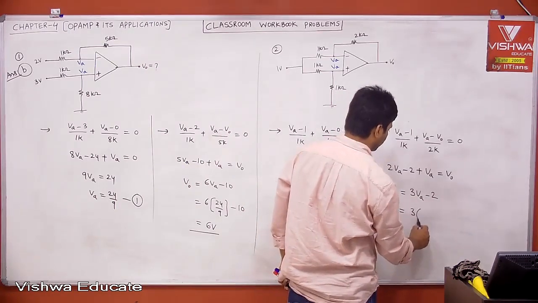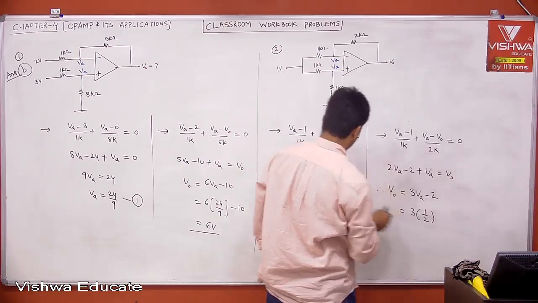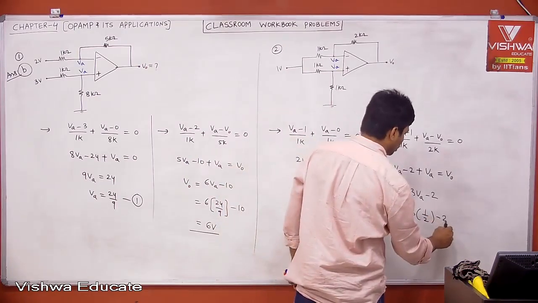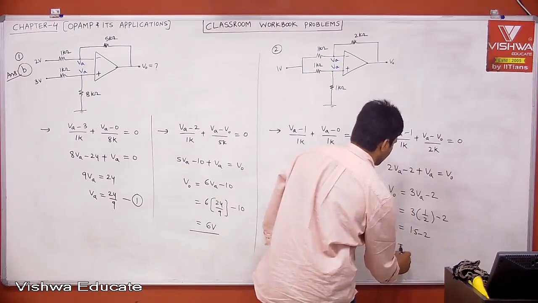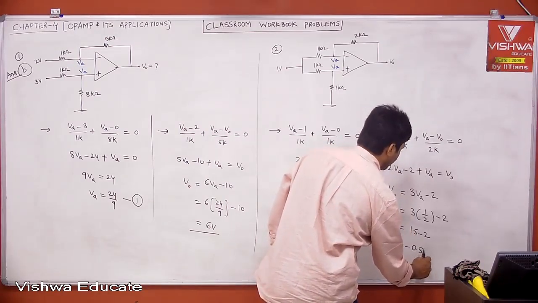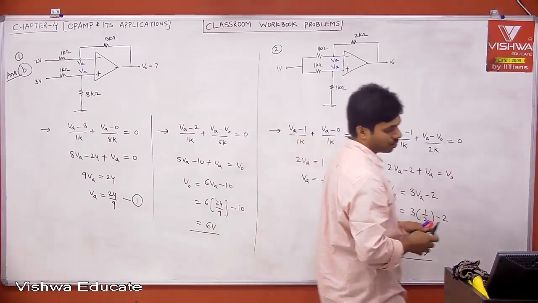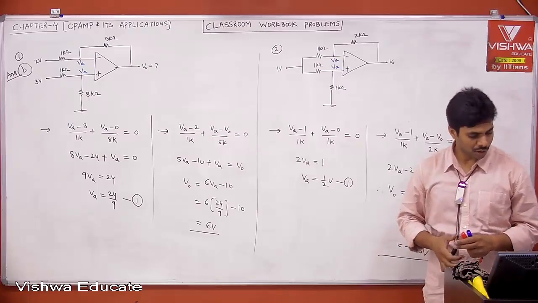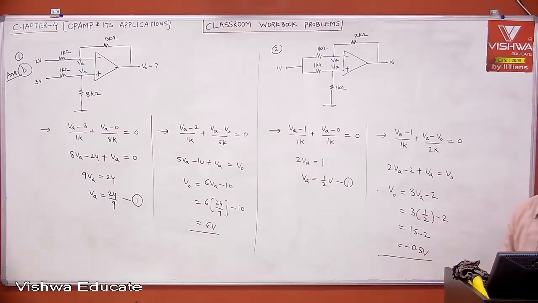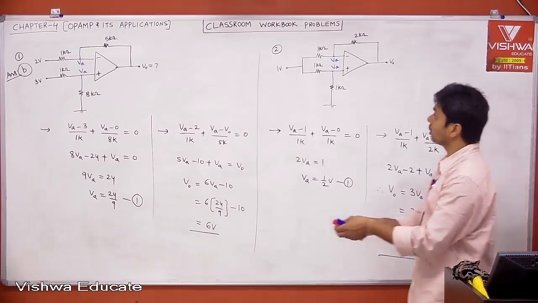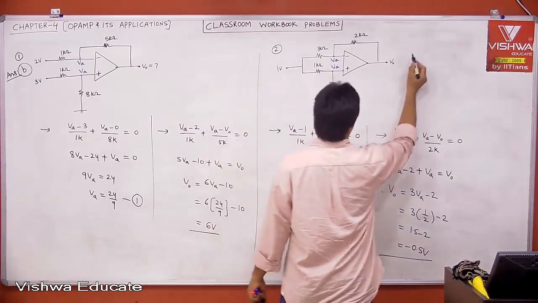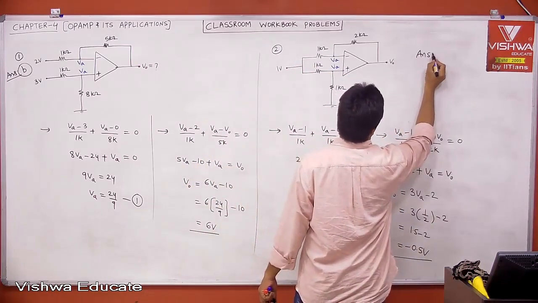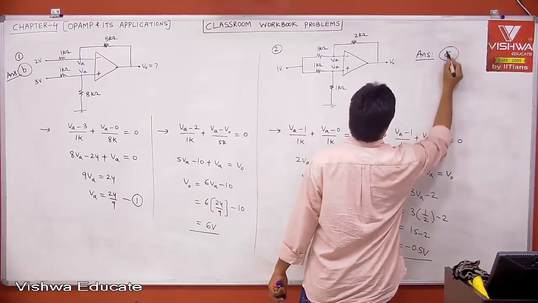What is VA? VA is 1 by 2 from equation 1. 3 by 2 is 1.5 minus 2. Therefore, minus 0.5 volt. That is the answer. Therefore, V0 is minus 0.5 volt. Answer is C. Therefore, answer for the second bit, answer C.